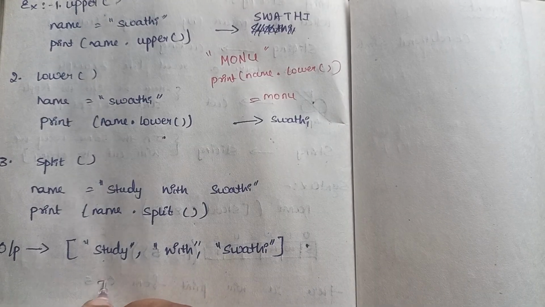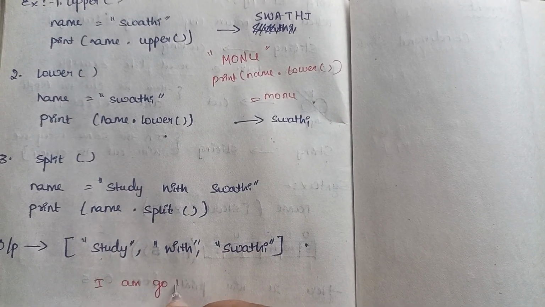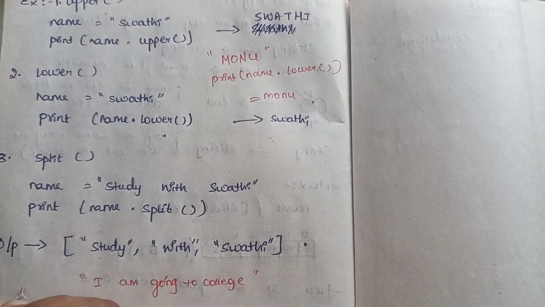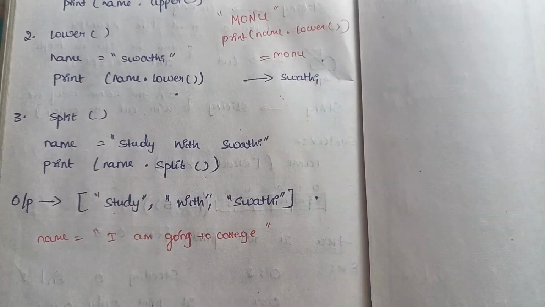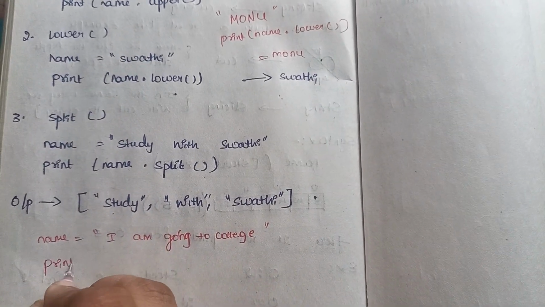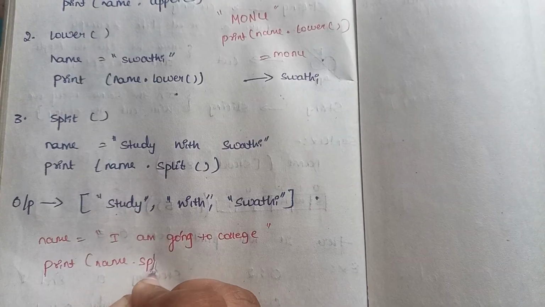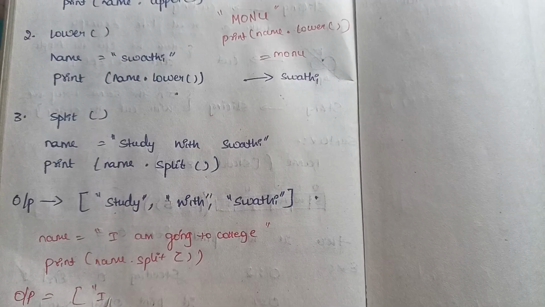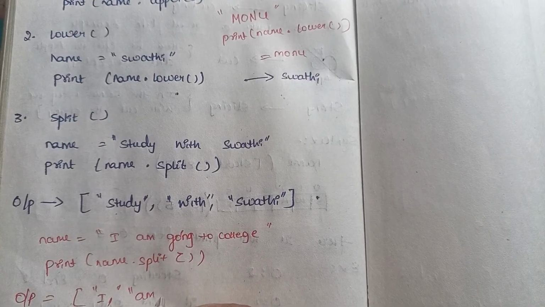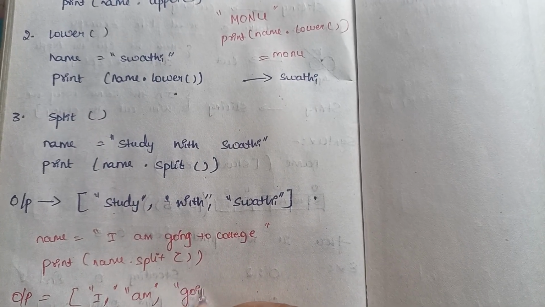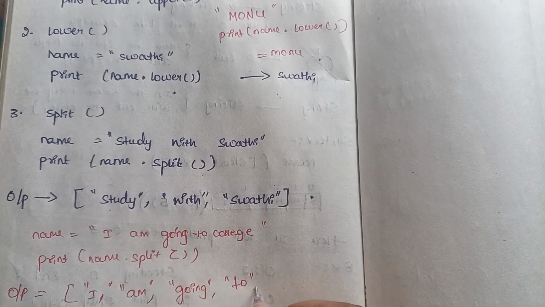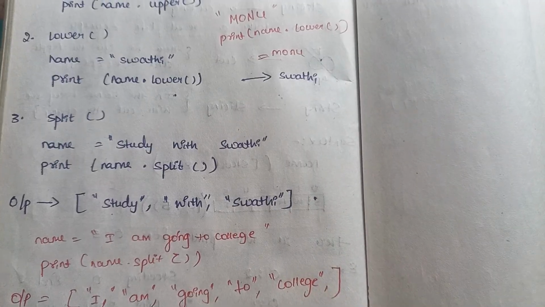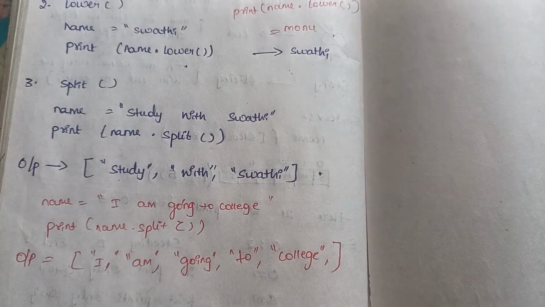Let us take some other example. I am going to college. I want to split this. So name I am taking like this, and how can I do this? Print name dot split. So what is the output I'll be getting? I'll be getting I, am, going, to, college. So this is the output I'll be getting here. So this is about these strings.